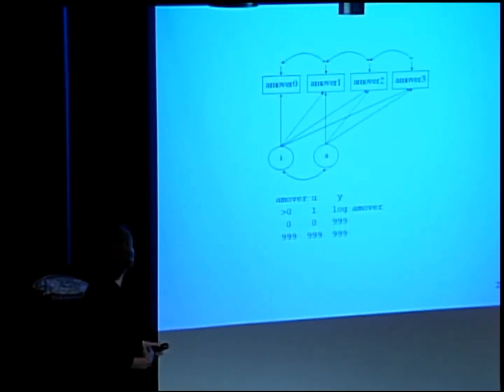Here's what the model looks like overall. We have 4 measurement occasions, the average drinking at time 1, 2, 3, and 4. And then we have the intercept growth factor and slope growth factor, just similar to what we looked at yesterday. Now, this is the original variable.